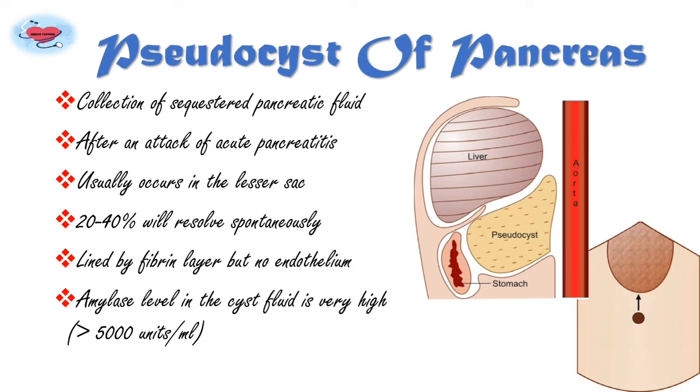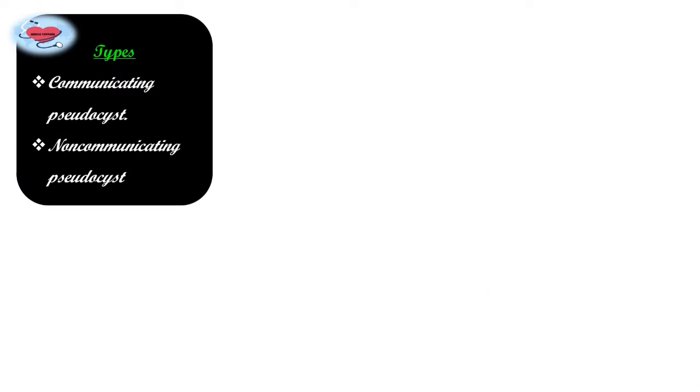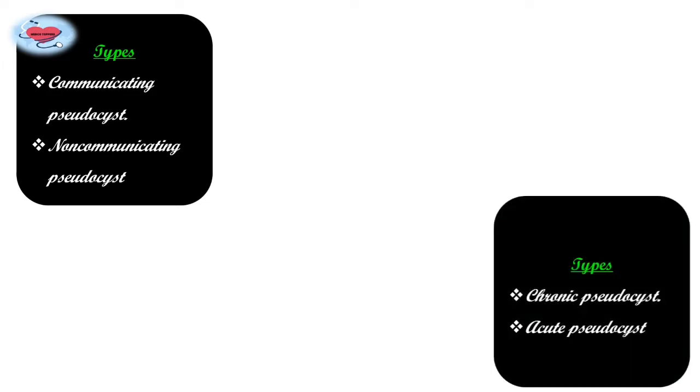Next comes types of pseudocyst. First one, depending on whether it communicates with the pancreatic duct or not, it is classified as communicating pseudocyst and non-communicating pseudocyst. Another classification says acute pseudocyst and chronic pseudocyst. It depends upon the duration.